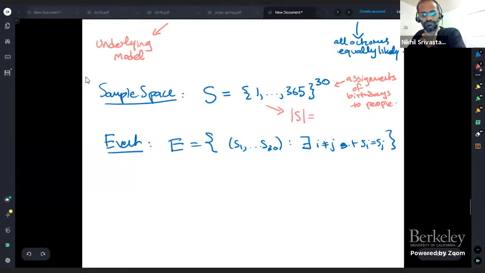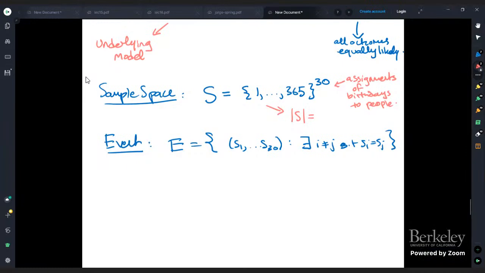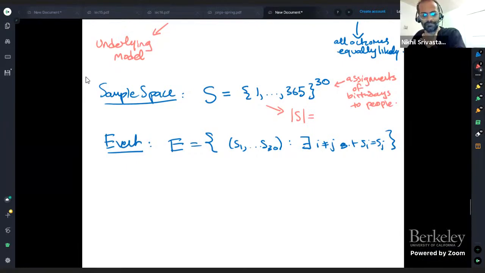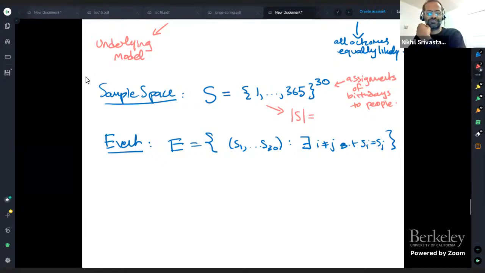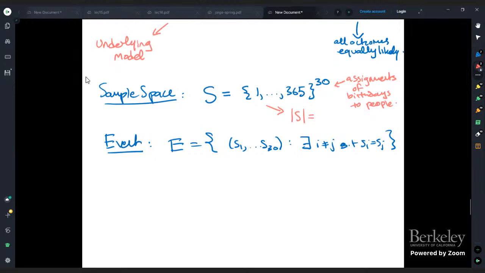30. 60? 60, not really, right? So is it 30? No, so remember, this is the set of all words of length 30 where each letter has 365 options. So how many ways are there to choose such a word? It'll be 365 to the 30.